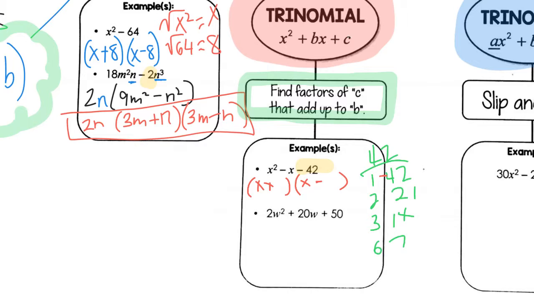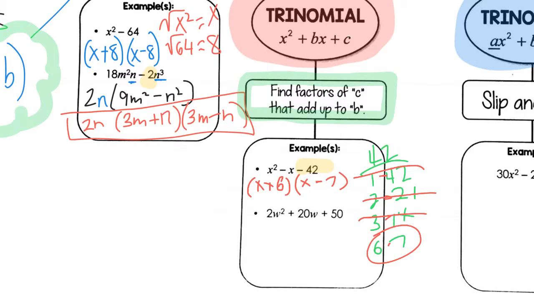So 1 minus 42 gives me -41. That can't work. 2 minus 21 is -19. That doesn't work. 3 minus 14 is going to be -11, so we're getting closer, but still not it. But 6 minus 7 gives me that -1. So I have a +6, a -7. So my final answer is x plus 6 times x minus 7. Again, you can always check your answer by doing the double distributive property and combining like terms to see if you get the original problem.